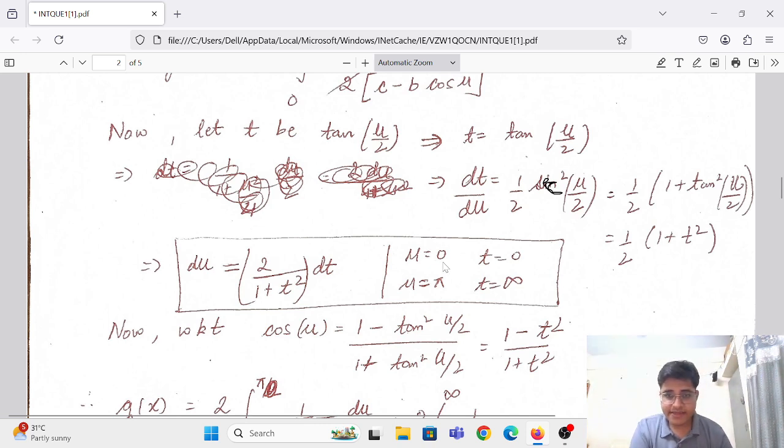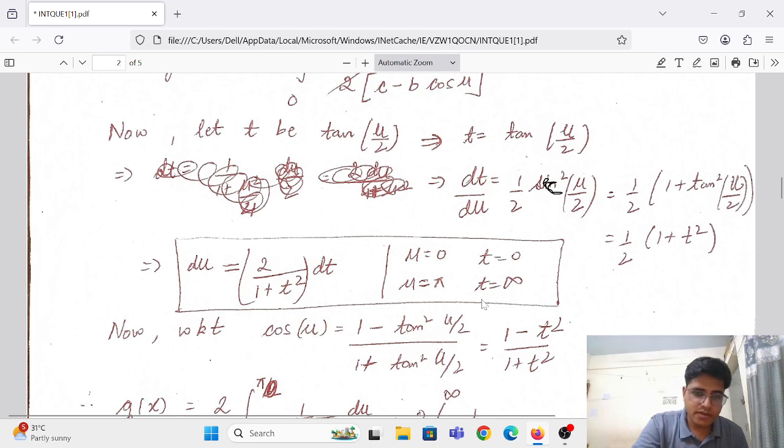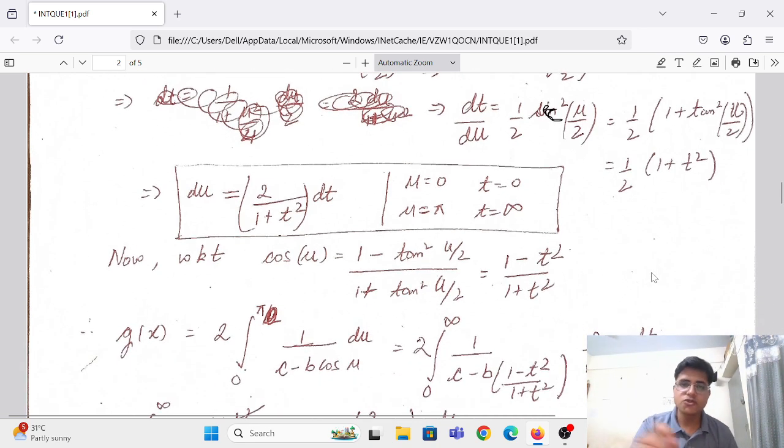And then if we calculate the limits, if u was 0, t would be 0. Simple, because tan of 0 is 0. And if u is pi, tan of pi by 2 is infinity. It's a standard result. So if u is pi, then tan of u by 2 is infinity, that is t is infinity. So now we do the substitution of cos of u, that is we replace cos of u with 1 minus tan squared of u by 2 upon 1 plus tan squared of u by 2, and tan of u by 2 is t, so we get 1 minus t squared over 1 plus t squared.